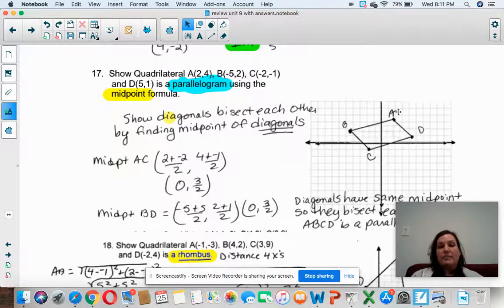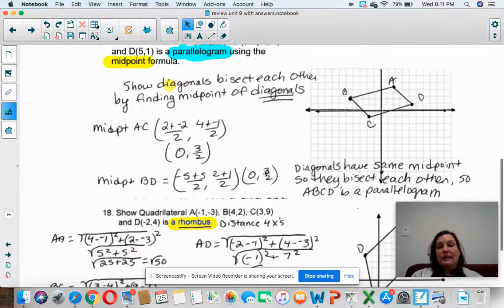So I'm going to find the midpoint of AC. I add the x's, divide by 2, add the y's, divide by 2. And then I'm going to find the midpoint of BD. Again, I'm going to add the x's, divide by 2, add the y's, divide by 2. Since they have the same midpoint, that means they bisect each other. And if the diagonals bisect each other, then ABCD has to be a parallelogram.